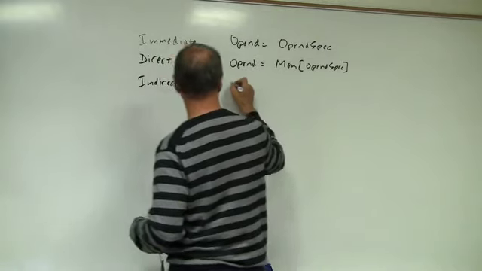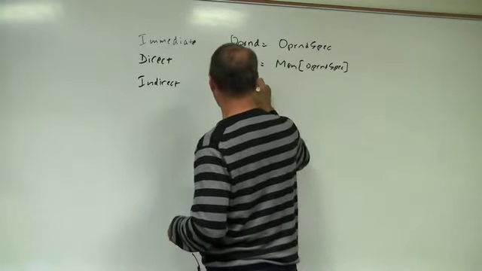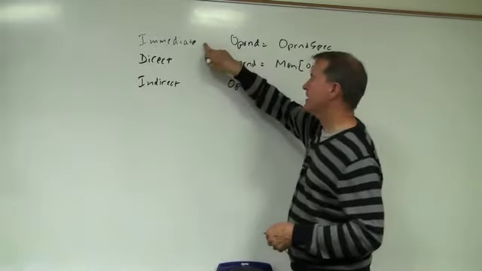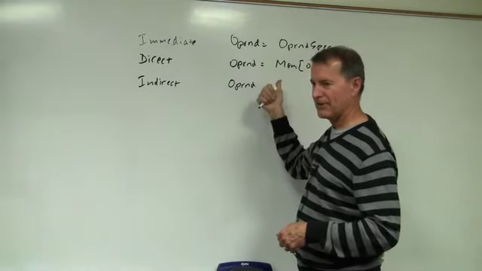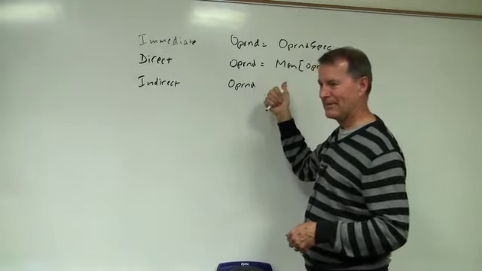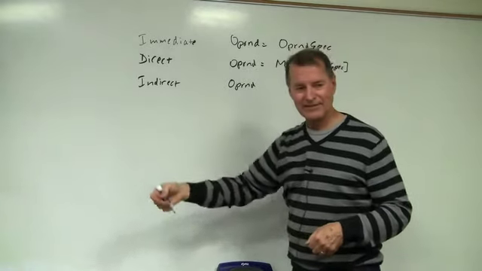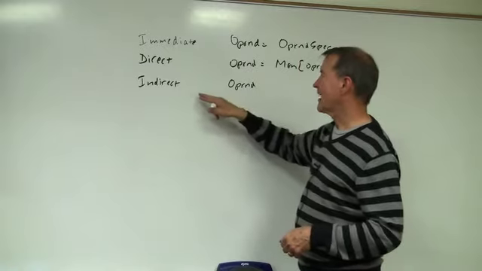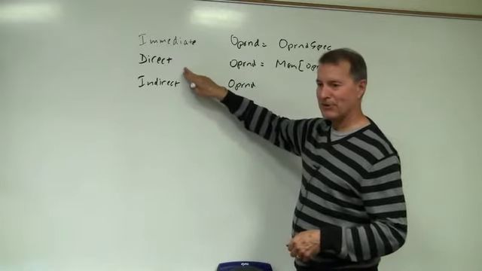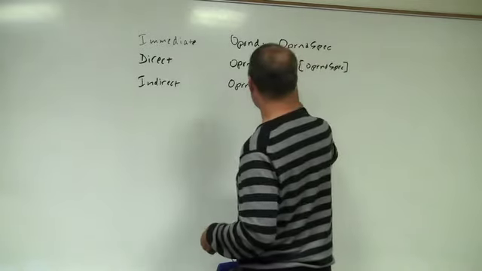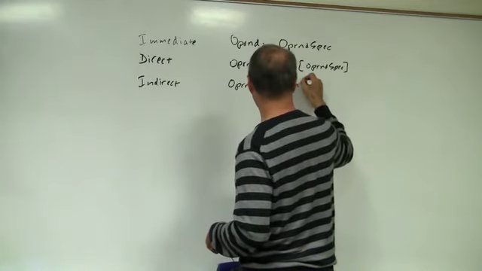Well, indirect is what? It's actually direct deferred. Are you with me? Remember how we did deferred? Deferred means it's the mem of that. So it's mem of the operand specifier? Yeah, so indirect is actually direct deferred. That's all it is. It's another level of indirection.